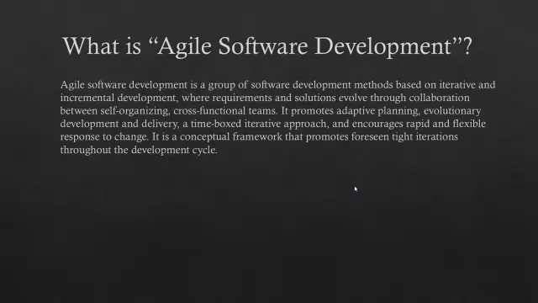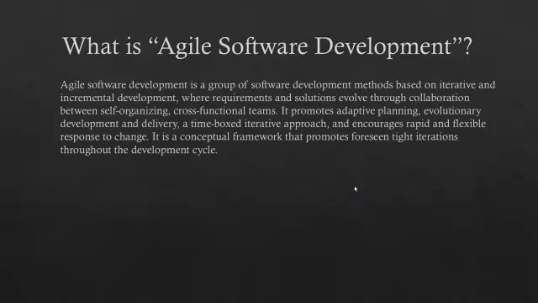Agile software development is a software development group that based their development methods on an iterative and incremental development strategy. These requirements and solutions keep evolving through collaboration between self-organizing and cross-functional teams. And this collaboration allows the application or the solution to actually grow and evolve on the fly, on the go. So this promotes adaptive planning and evolutionary development and delivery.